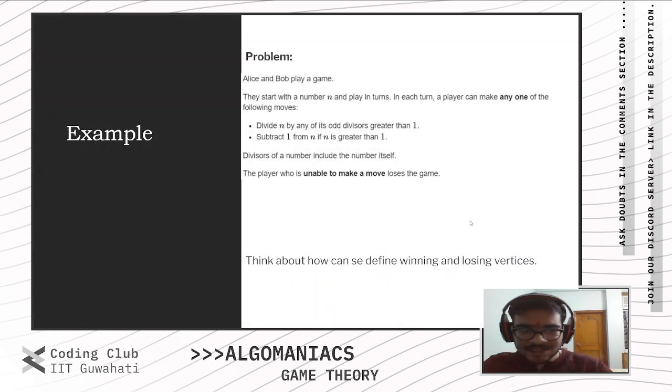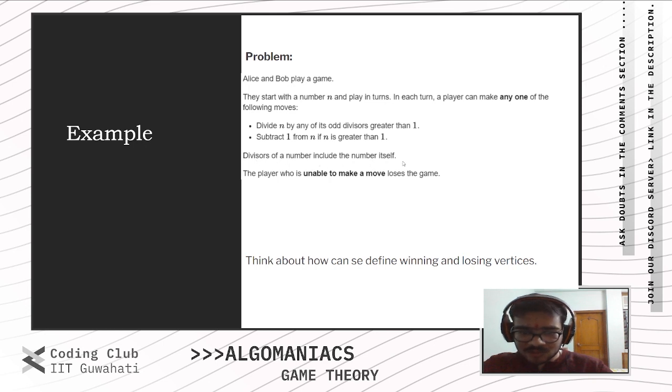Okay, so we'll try understanding the graph approach with an example. The example says Alice and Bob play a game. They start with a number n and play in turns. In each turn, a player can make any one of the following moves. First move is divide n by any of its odd divisors greater than 1. Second move says subtract 1 from n if n is greater than 1.